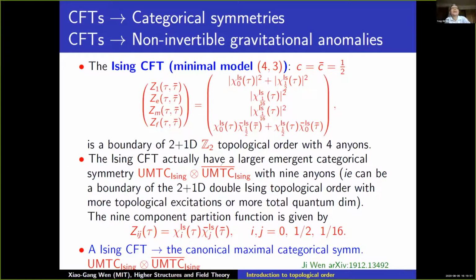So yeah, is it possible to give some formal definition of the categorical symmetry? It's a topological order in one higher dimension, or a non-invertible gauging anomaly. And then the next thing is how to define topological order in one higher dimension, whether there is a more rigorous definition. Yeah, that became a pressing issue.